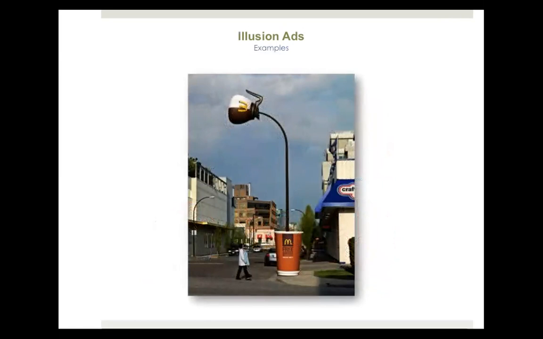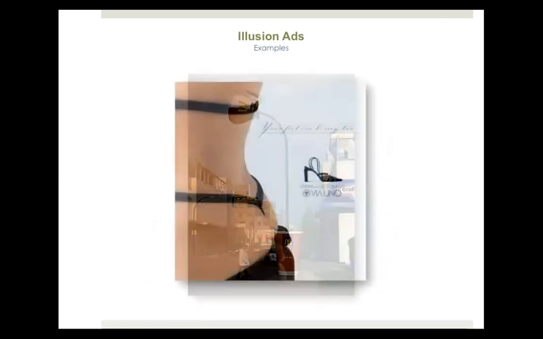It's a McDonald's illusion ad where they're playing it on a light post and putting the cup down below with the carafe on the top, making it look like it's poured coffee into the cup. Kind of cute. So there's some really cool things that you can do if you have the money. Obviously McDonald's has the budget to do stuff like this, so that helps.